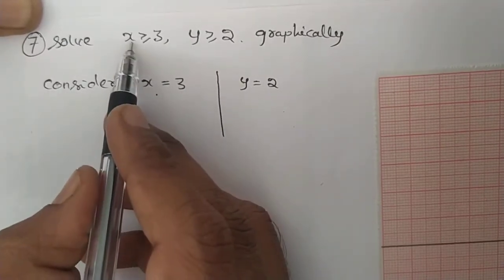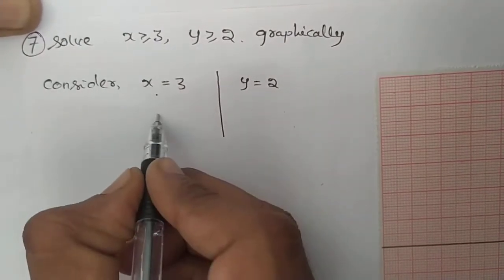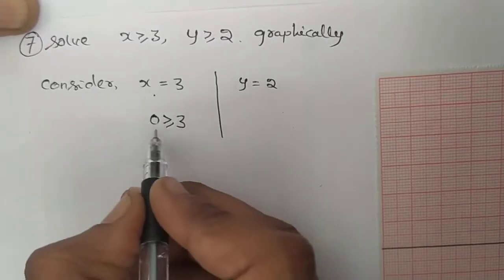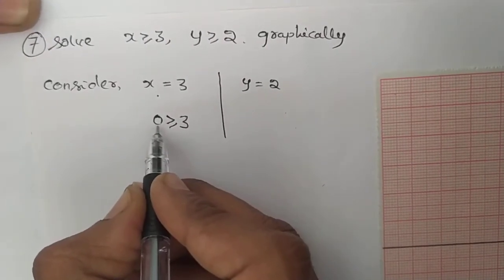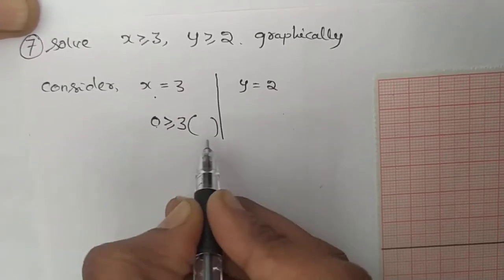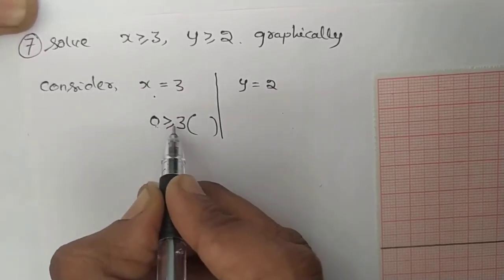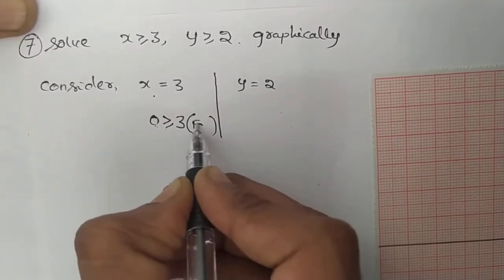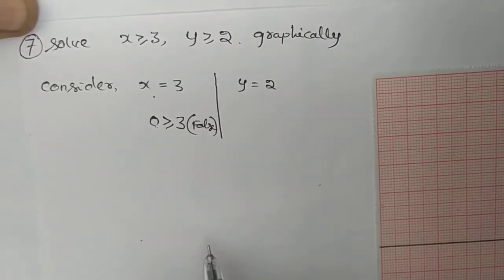If we put 0 in this, then what will the result be? 0 is greater than or equal to 3. This says that 0 is more than 3. Is this true or false? 0 is bigger than 3. Is this true? No, it is not true. It is false, right?